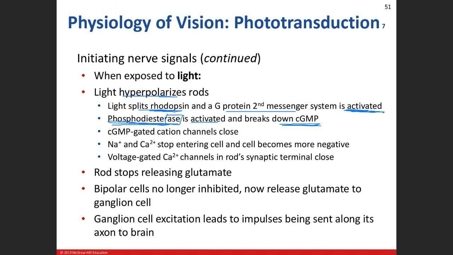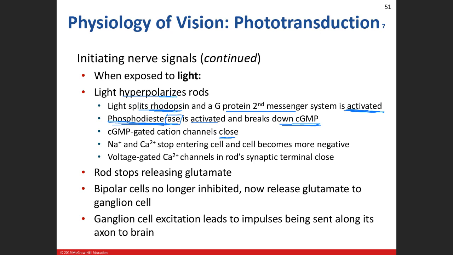Remember, what was cyclic GMP doing in the dark? It was opening up those cation channels. That's cool. That was good. We wanted that in the dark because it depolarized the cell. Well, guess what happens here? It breaks down the cyclic GMP. The cyclic GMP can no longer keep the cation channels open, so now they all close.